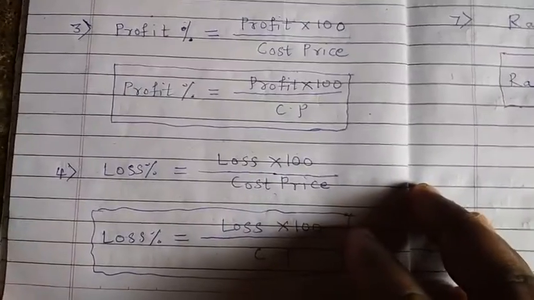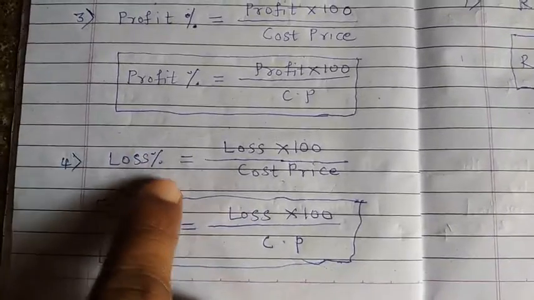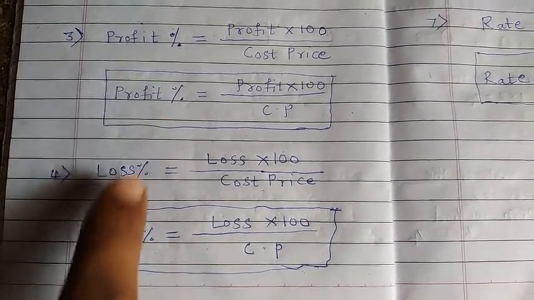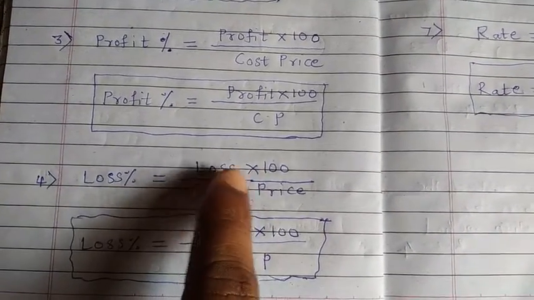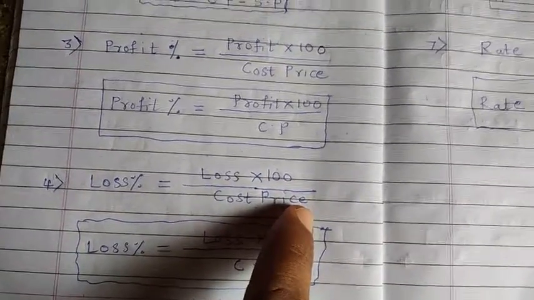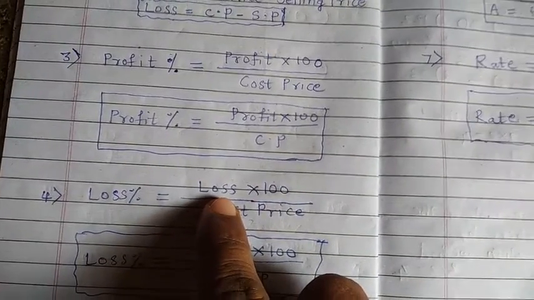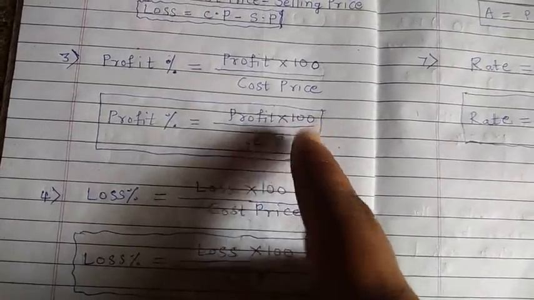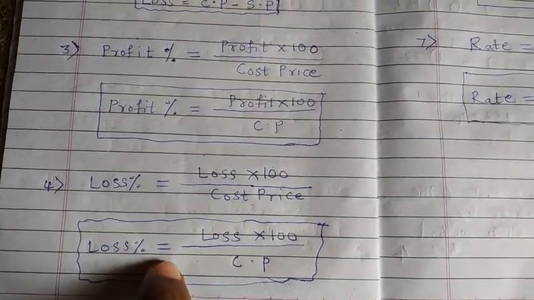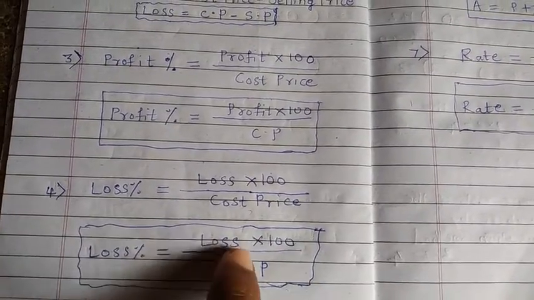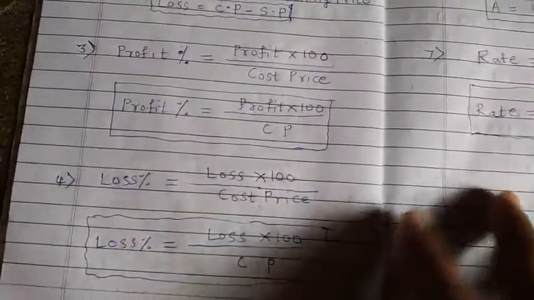Let me explain the fourth one, the loss percentage. The third one is profit percentage, and this is loss percentage. Loss percentage is loss into 100 divided by cost price. The only difference between both is that here we write the profit, and here we write the loss. The remaining is all the same: 100 and CP. We write this in shortcut as loss percentage is equal to loss into 100 divided by CP. Understood, students? See the next one.